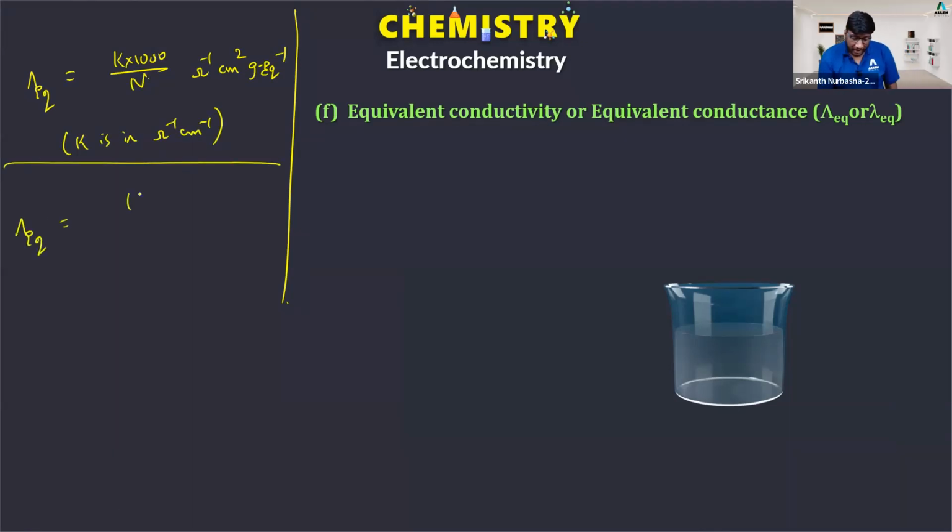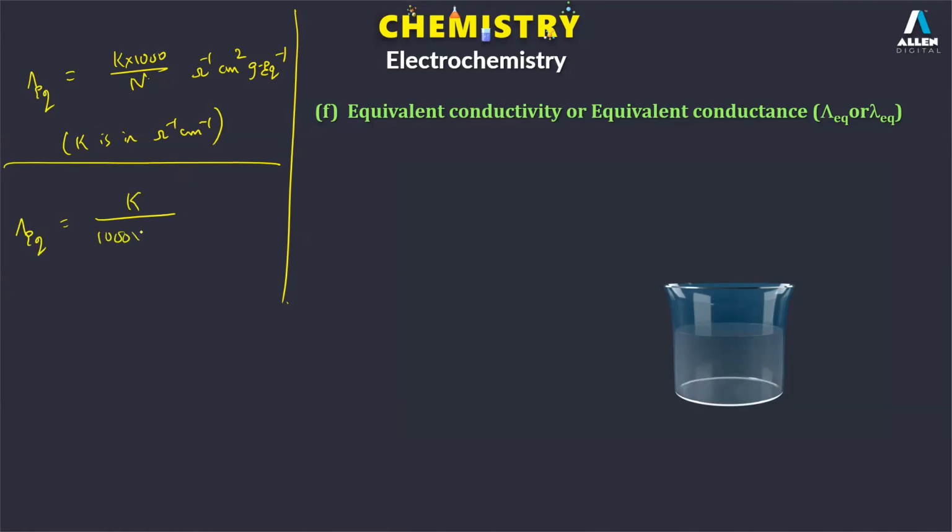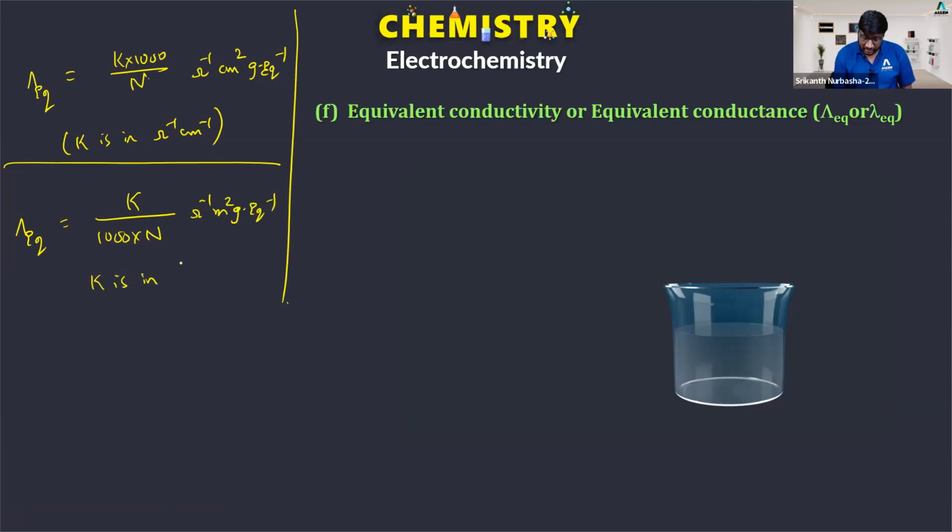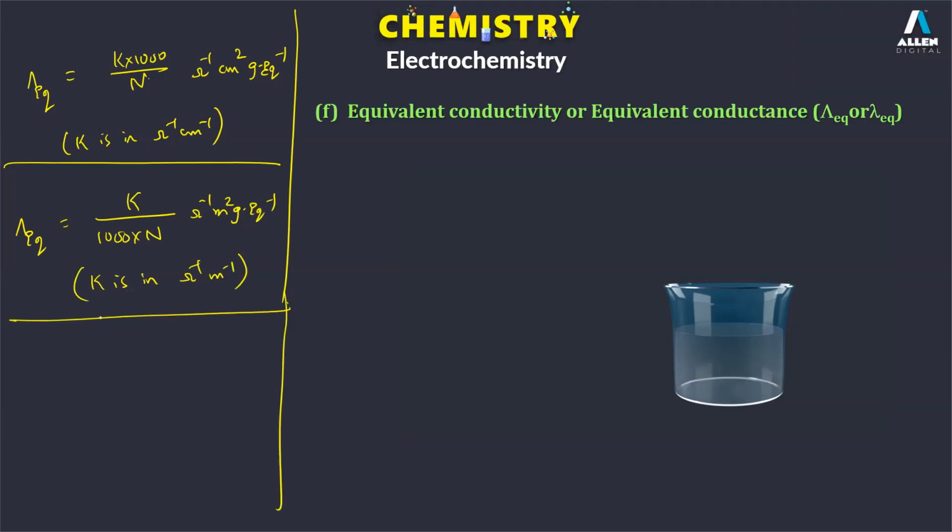Equivalent conductance is equal to K by 1000 into normality, in ohm inverse meter square gram equivalent inverse, and K is in ohm inverse meter inverse. Very good. Let us take molar equivalent conductivity.